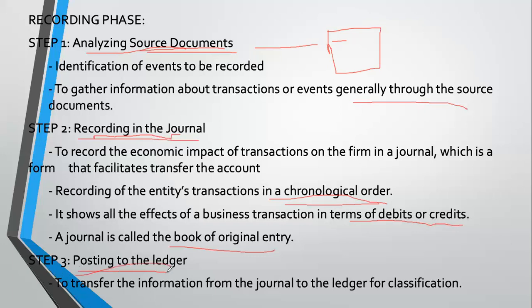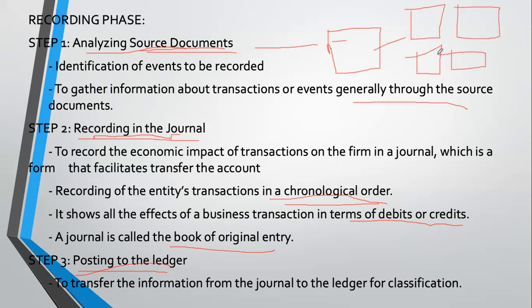So each account, katong mga accounts nga imong gigamit diri, gi-debit, gi-credit nimo like cash, accounts receivable, we post it to the ledger. So under step 3, this is to transfer the information from the journal to the ledger for classification. This time, we need to classify each account. So under this date, unsa nga account itong gi-debit, unsa atong account gi-credit. So basically, from your journal, you post it to the ledger. We say ledger, this is libro sa kada account. Diba? So daghan ni siya nga libro.